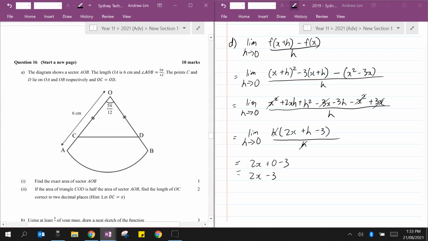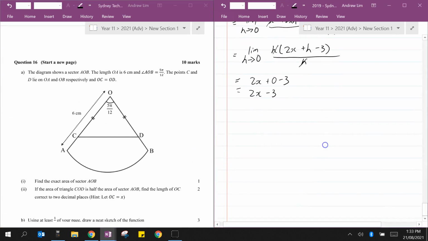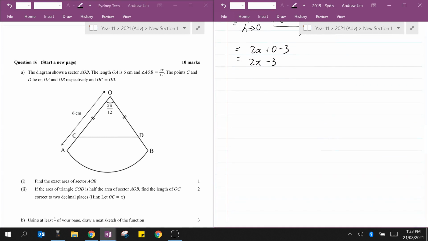Okay, 16. The diagram shows a sector AOB, the length OA is 6 centimeters, and angle AOB is equal to 5 pi on 12. The points C and D lie on OA and OB respectively, and OC equals OD. Find the exact area of sector AOB.